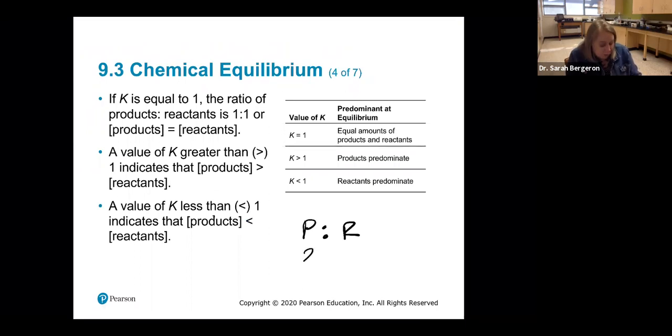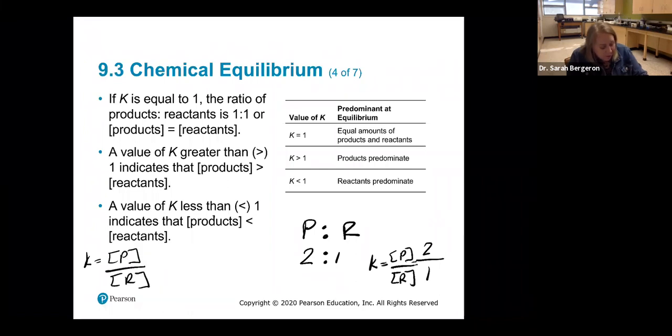Let's say it's 2. What that's telling me is a 2 to 1, or another way to write that is 2 over 1, right? So if you prefer it in a fractional form, you could say K is equal to concentration of products over concentration of reactants. So I have 2 to 1 for a ratio of products to reactants, right? And that's telling me I have a K greater than 1. If you have a K less than 1, let's say here, K, concentration of products over concentration of reactants. If it's less than 1, then you're going to have something like this, 1/2.